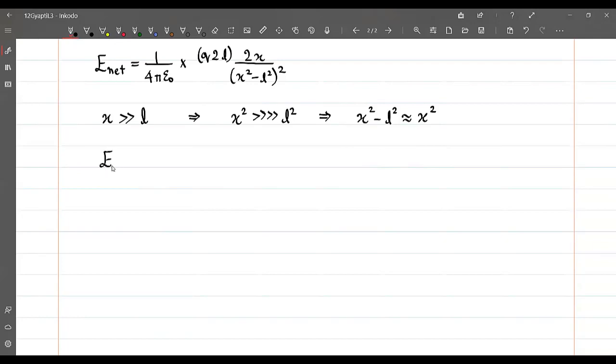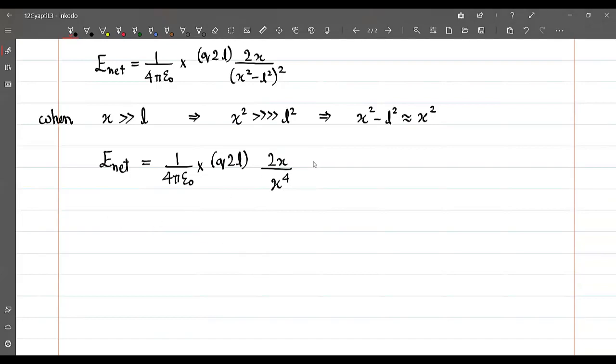So E net, when x is much, much greater than L, will be written as 1 by 4 pi epsilon naught into Q into 2L into 2x. And x square minus L square is x square only, so this will become x to the power 4.